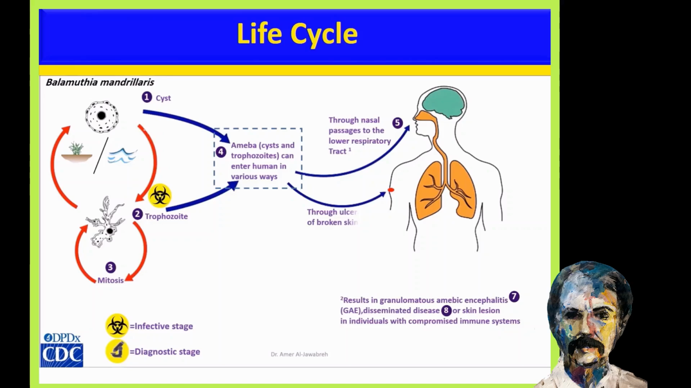And what do they cause? Again, encephalitis. This is amoebic encephalitis or granulomatous amoebic encephalitis, GAE. Cyst and trophozoite can be found in the tissue. So both of them are infective.